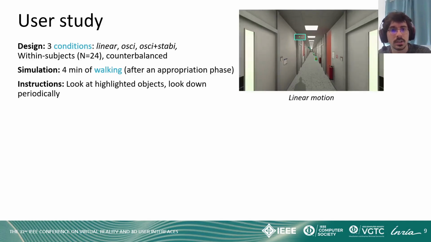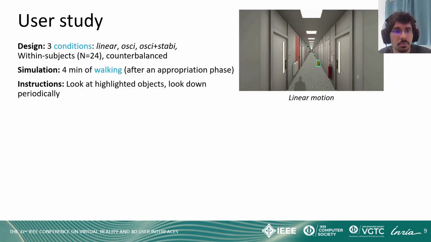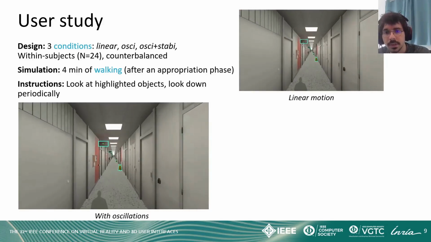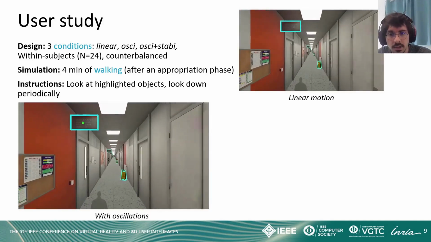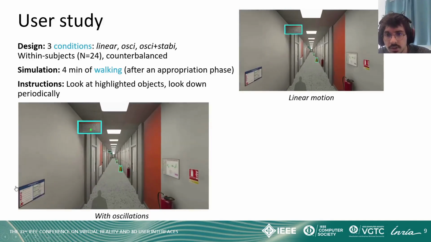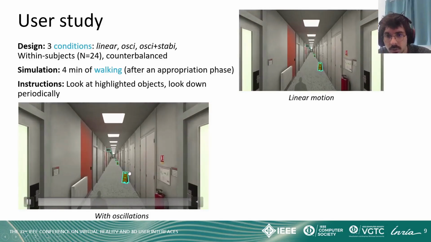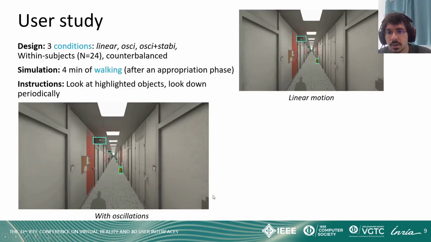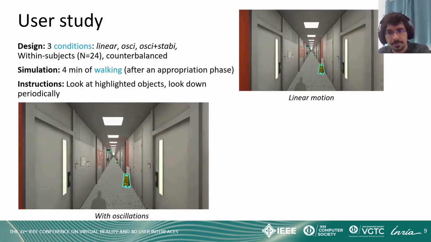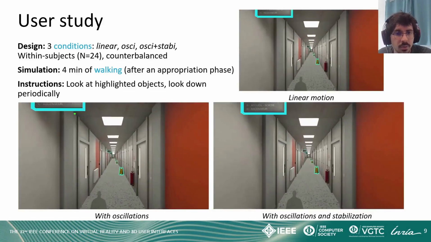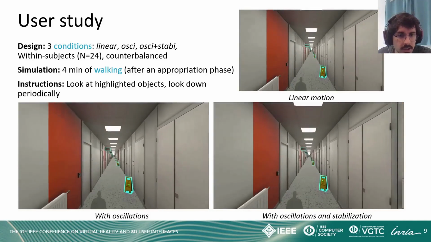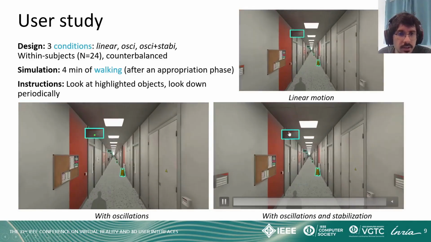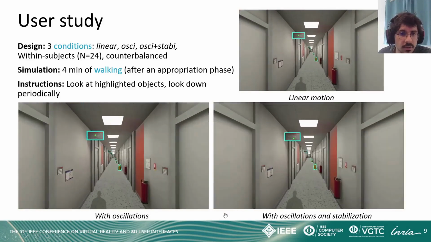So the first one is a condition with a linear motion of the viewpoint, so no oscillations. Then a condition with oscillations but no stabilization. So as you can see, the green dot, which represents the target of the gaze, moves in space because of the viewpoint oscillations. And a third condition with stabilization and oscillations. And as you may see, the green dot is stabilized in space, which means that the target of the gaze does not move.